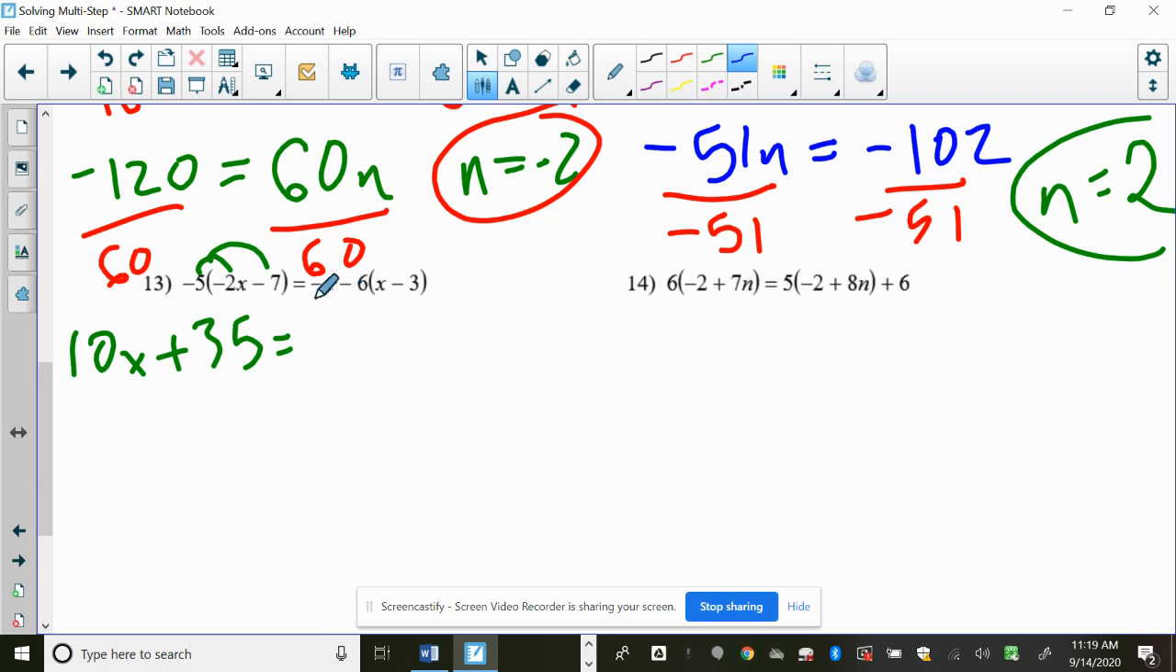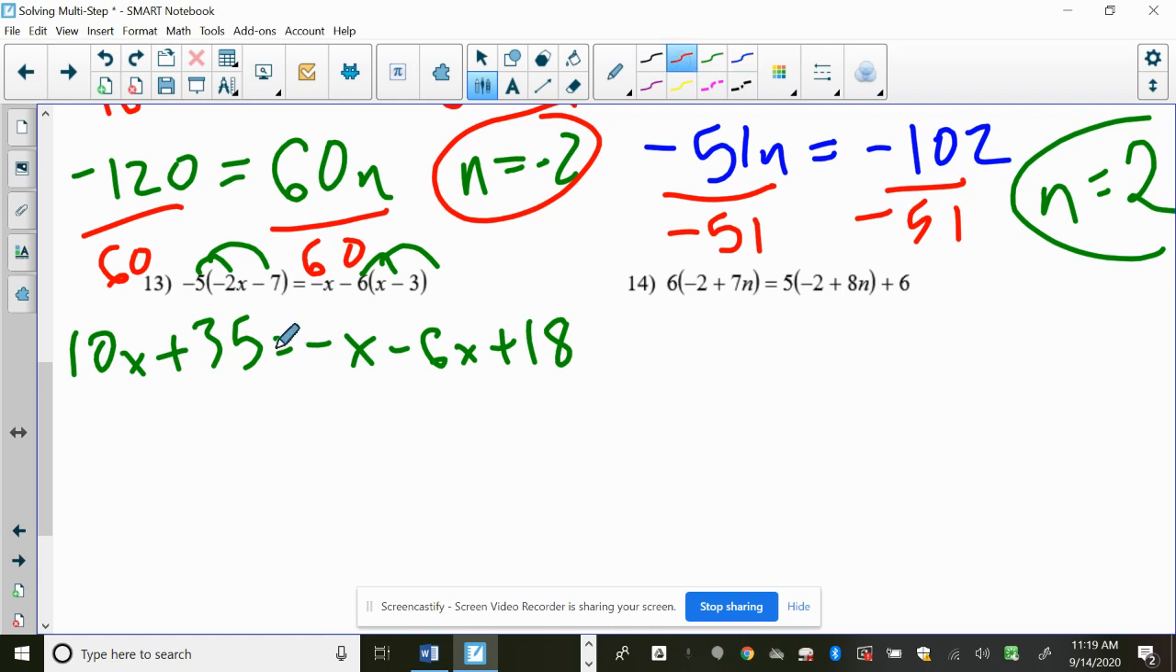Equals, so this negative x is in front. That's not attached to anything over here, so we're just going to rewrite negative x. Then we distribute this negative 6 to both. So negative 6 gets multiplied to both these terms. Negative 6 times x, it's minus 6x. Negative 6 times negative 3, plus 18. It's plus 18 because it was a negative times a negative.